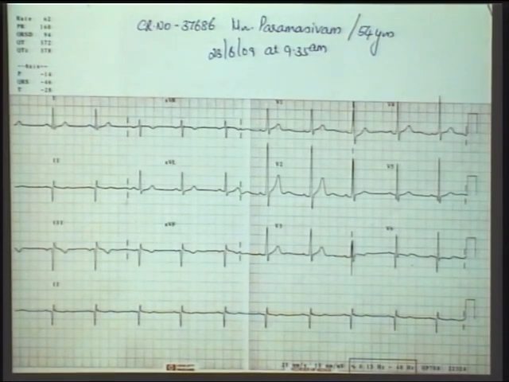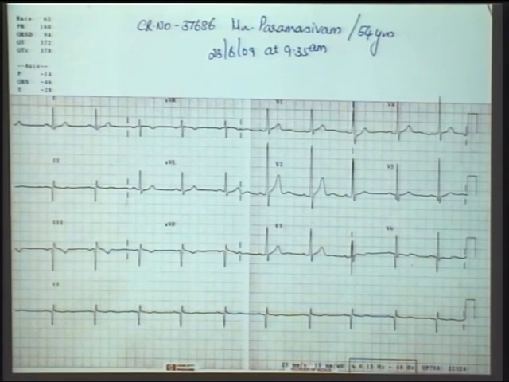Why is it not right bundle branch block? QRS widening is not there. That's why it is not right bundle branch block. It is associated with inferior wall infarction. So what is the diagnosis? Posterior wall infarction. So a tall R wave associated with right axis deviation is right ventricular hypertrophy. A tall R wave associated with a wide QRS is right bundle branch block. A tall R wave associated with inferior wall infarction is posterior wall infarction. These are three differential diagnoses for a tall R wave in V1. Is that clear? So it's very logical.